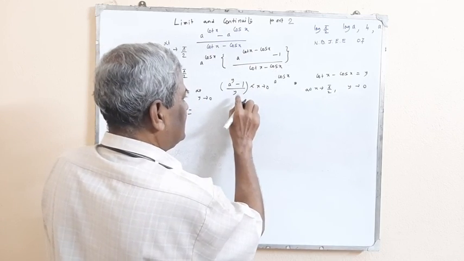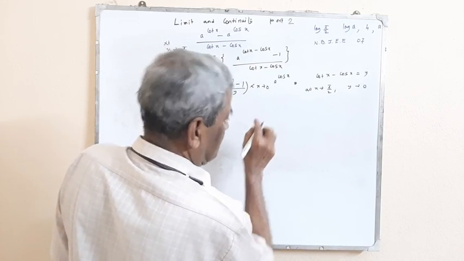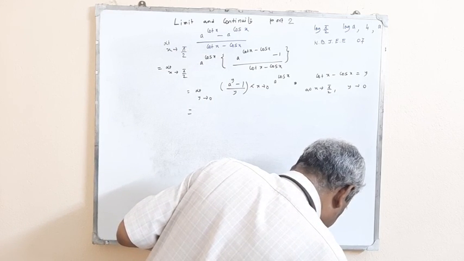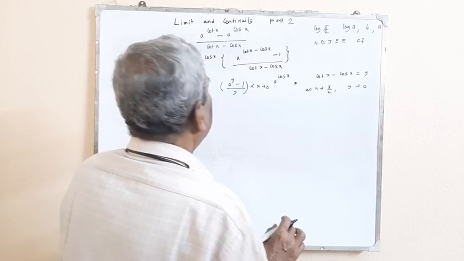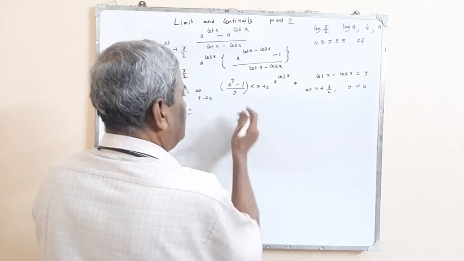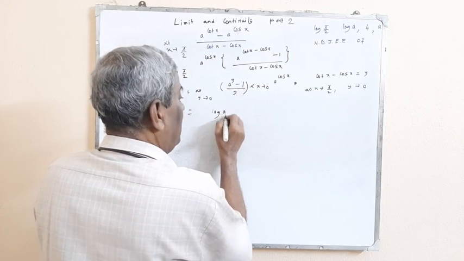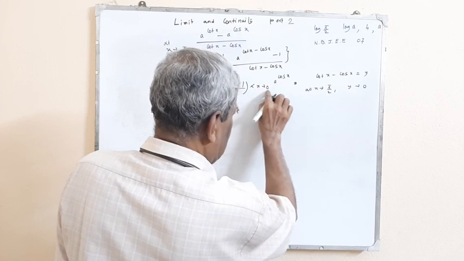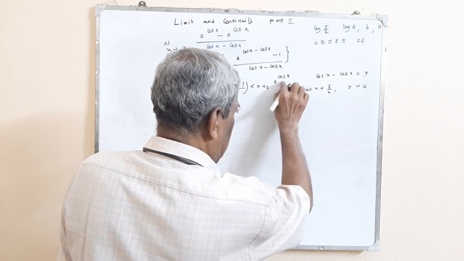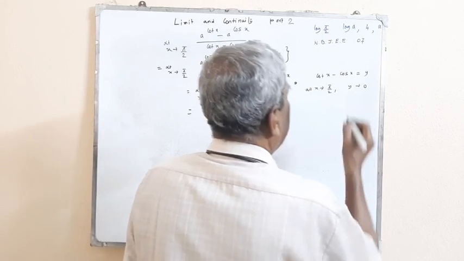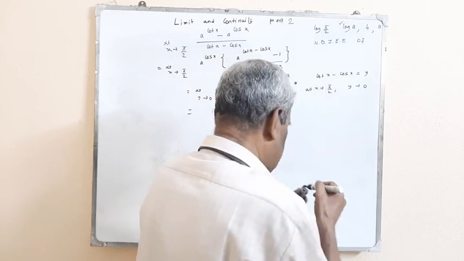This is nothing but log a base e into, this is a to the power cos 0, means a to the power 0 is 1. So that log a base e is the correct answer. This one is the correct answer.